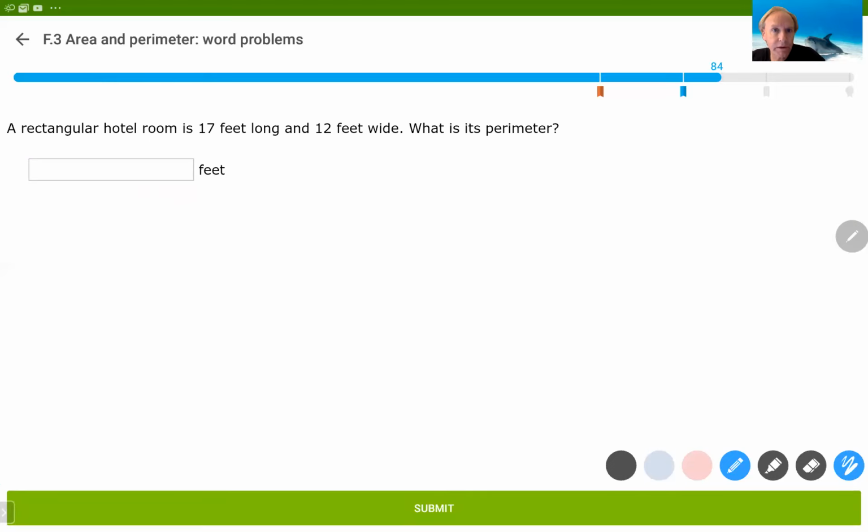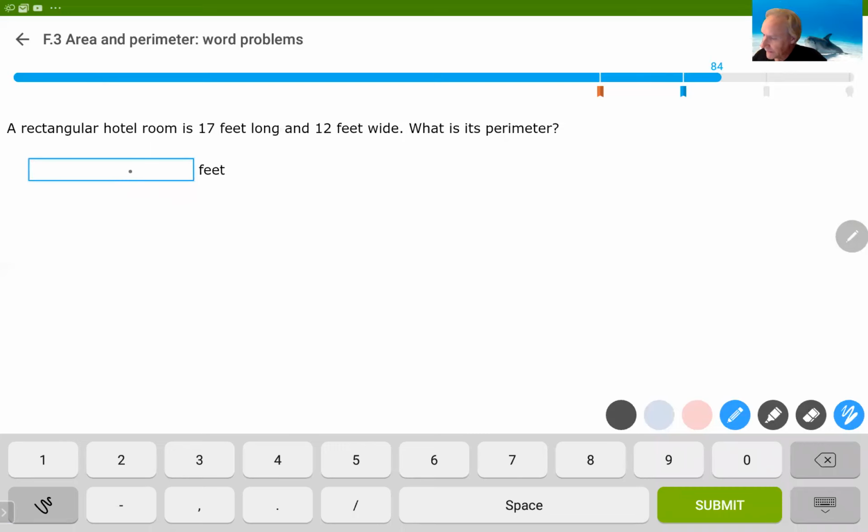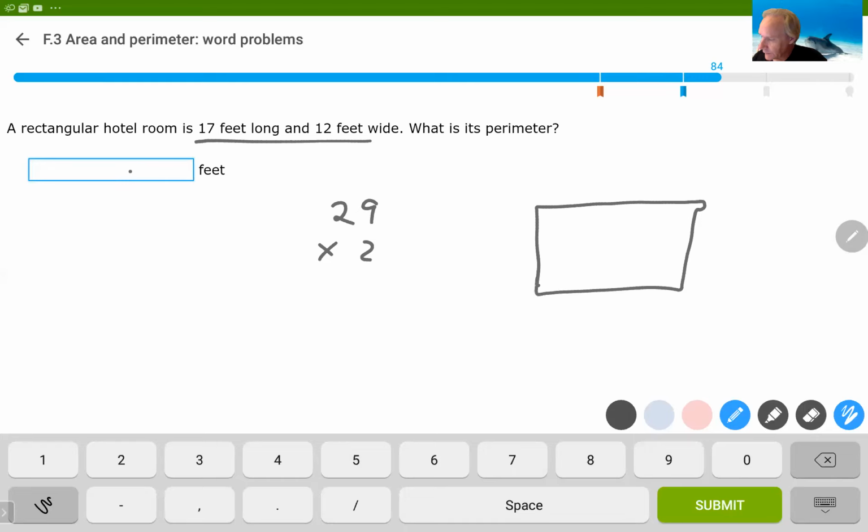What is its perimeter? Well, that's 29 doubled is 58. Basically, I took these and added them together. That is 29, and then I doubled it. 17 and 12 and 17 and 12. That's 29 doubled is 58. As I said, I want to go a little quicker.